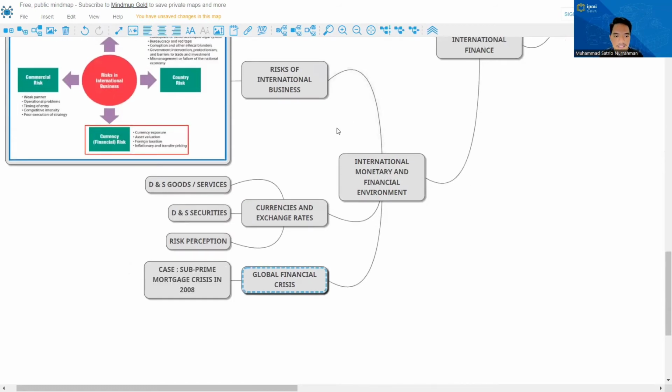In this part, we discuss the subprime mortgage crisis in 2008, which was already explained by the movie with the title The Big Short. You can watch it, of course. Now let's move to the next topic from this course.